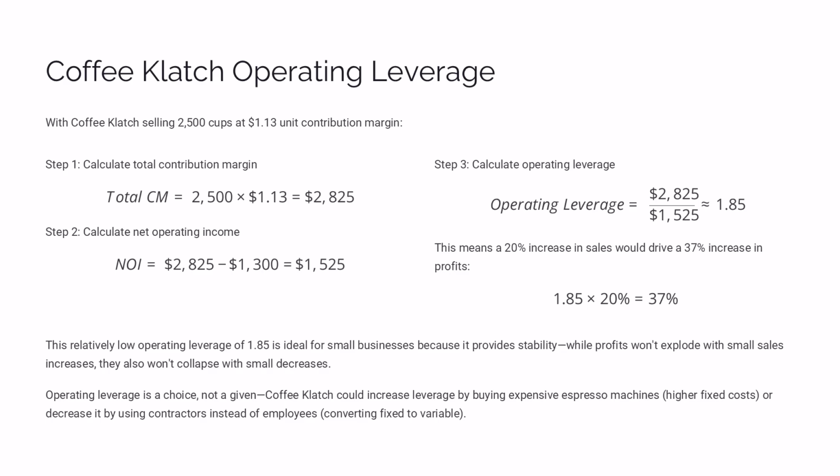Unlike tech startups with operating leverage of 10 plus that either become unicorns or disappear entirely. The critical insight for your exam and career is that operating leverage is a choice, not a given. Coffee Klatch could increase leverage by buying expensive espresso machines, higher fixed costs, or decrease it by using contractors instead of employees, converting fixed to variable. And these decisions fundamentally change the risk-reward profile of the business.